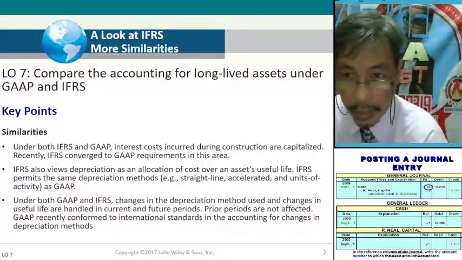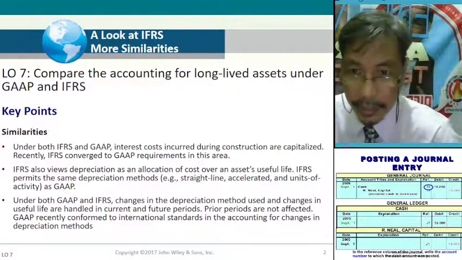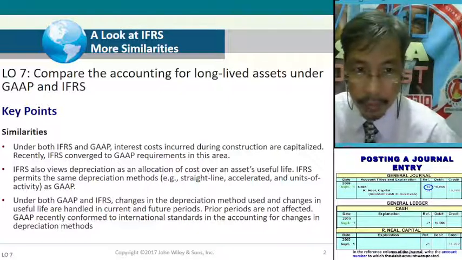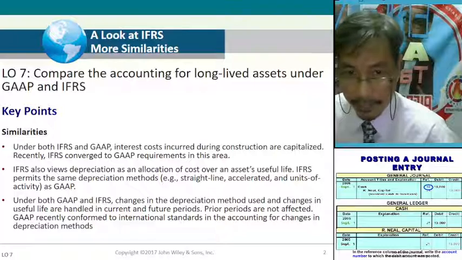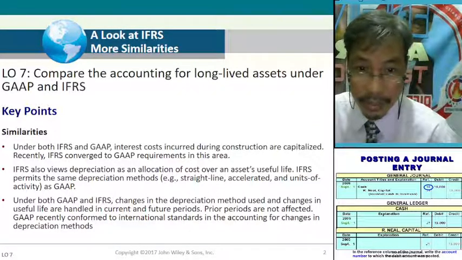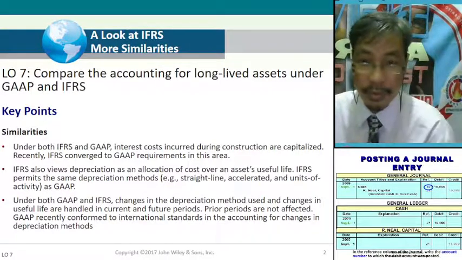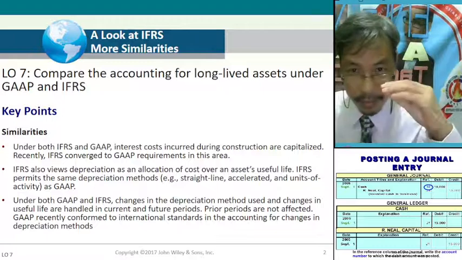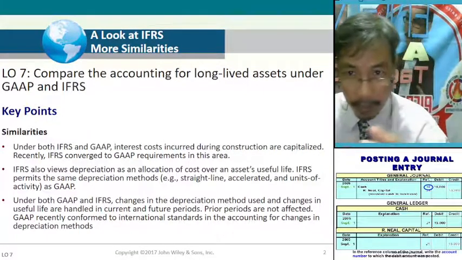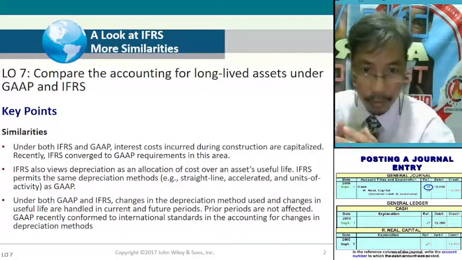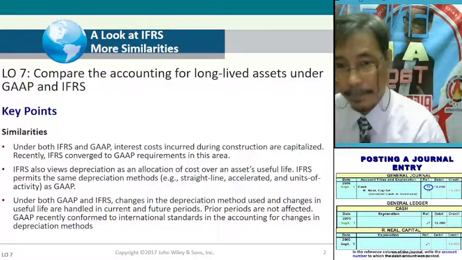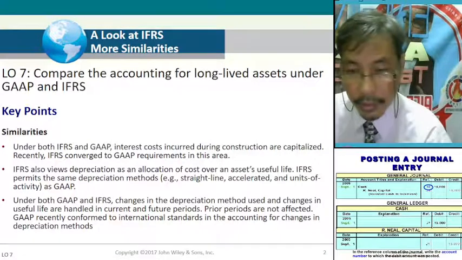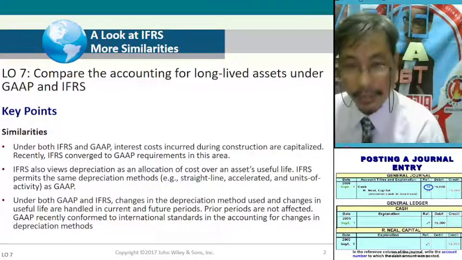Under both GAAP and IFRS, changes in depreciation method and changes in useful life are handled in current and future periods. Prior periods are not affected. Just use the book value. Book value is your reference point in appropriating future and current depreciation method and useful life. GAAP recently conformed to international standards in accounting for changes in depreciation methods. So now they are similar.